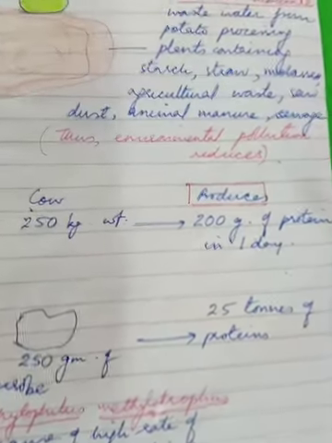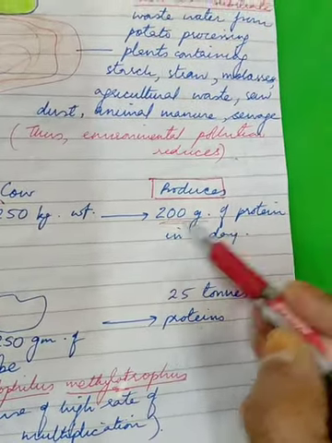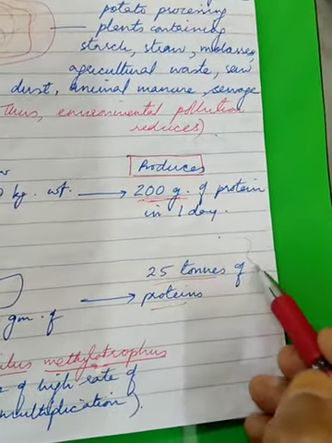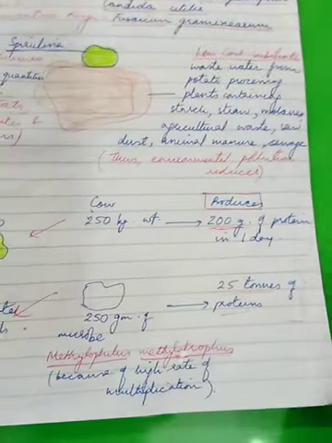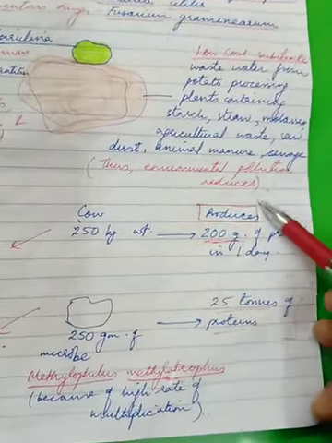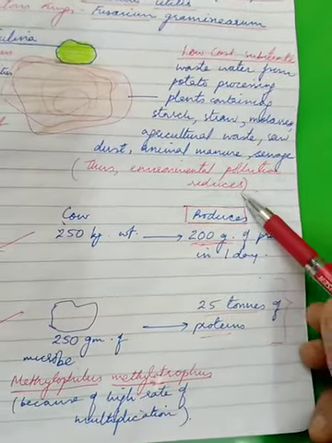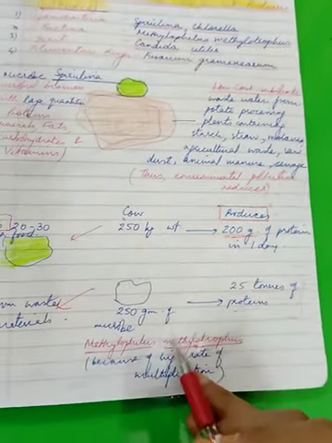So what is better, children? Industrially, if we want an everyday supply, is 200 grams better or 25 tons of proteins? This is much, much higher and beyond our imagination. So if the entire human population were dependent on the cow only, they would not be getting a regular supply. So this is what single cell protein is.